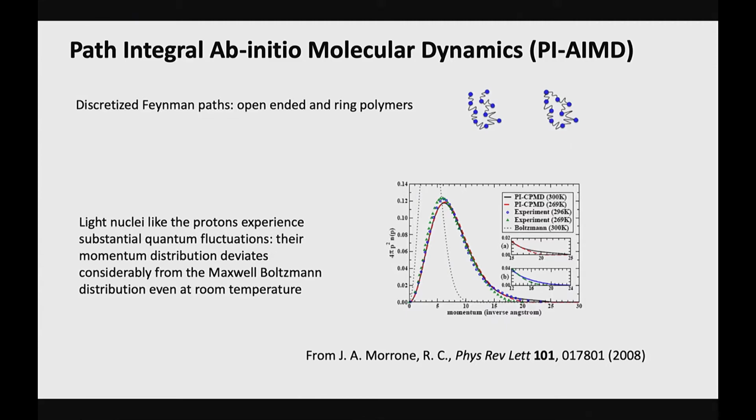So the momentum distribution becomes sensitive to the local environment of the proton, whereas the Maxwell-Boltzmann distribution just depends on temperature and doesn't care of the local environment. So one can see this kind of thing, and with the ab initio path integral molecular dynamics, one can actually predict this property and find decent agreement with experiment.